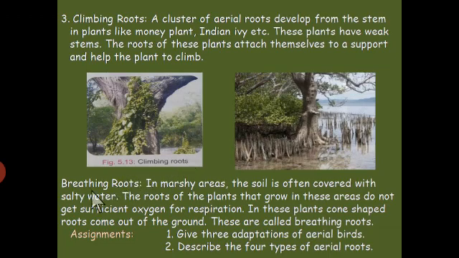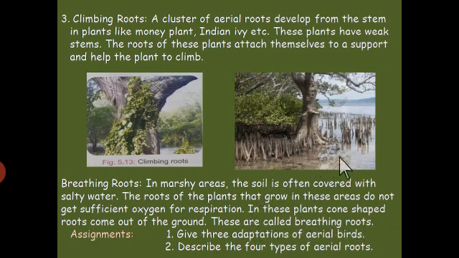The fourth type of aerial roots are breathing roots. In marshy areas, the soil is often covered with salty water. In this type of water, the amount of dissolved oxygen is very less. The roots of the plants that grow in these areas do not get sufficient oxygen for respiration, as the water has very little dissolved oxygen. In these plants, cone-shaped roots come out of the ground, and these cone-shaped roots take the oxygen from the atmosphere. These are called breathing roots.